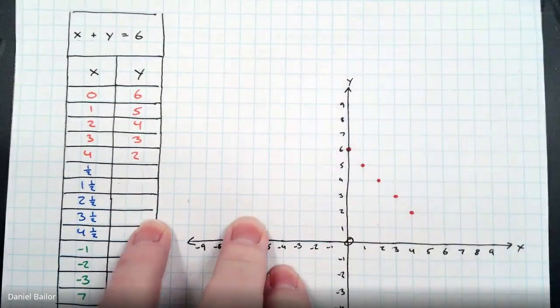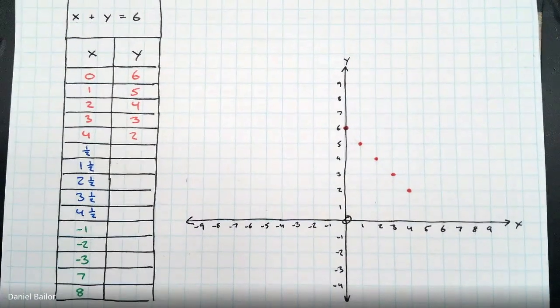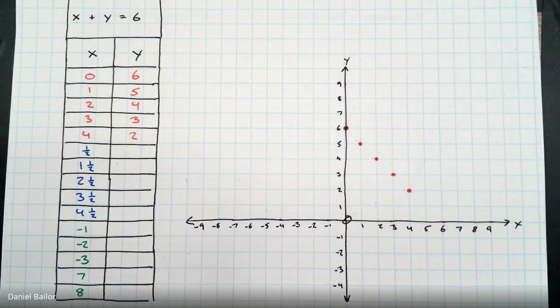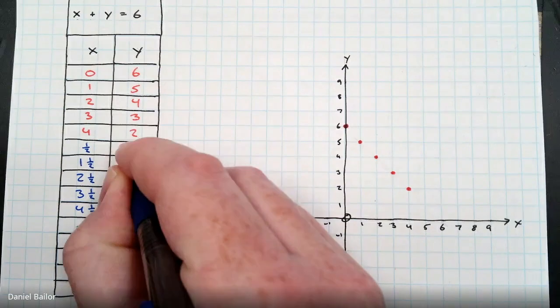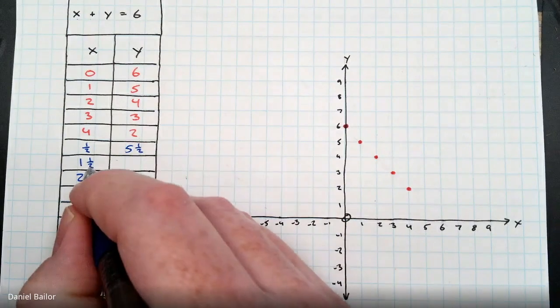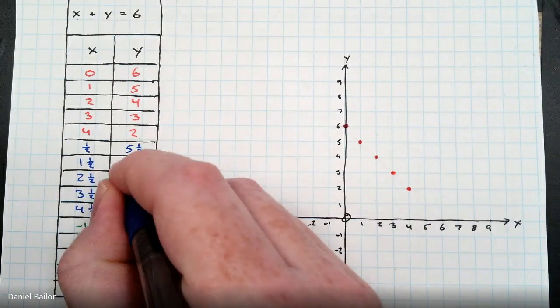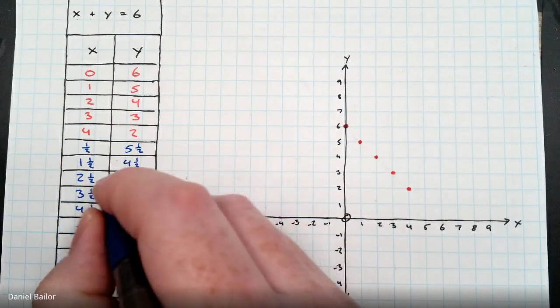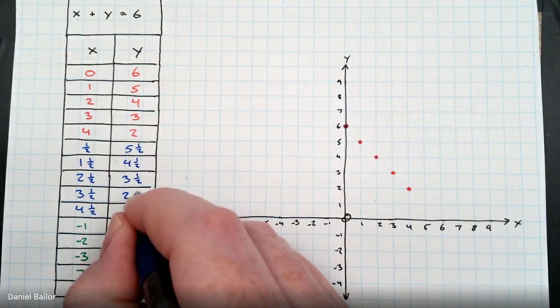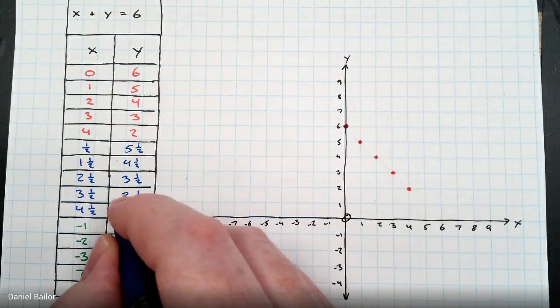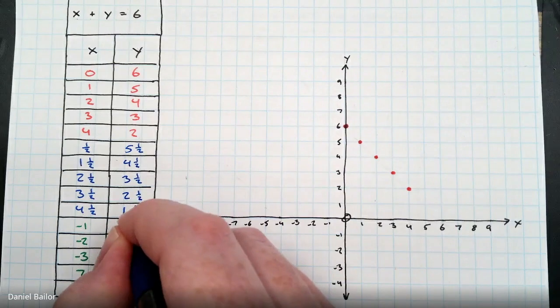So that's why we have some blue points, because hopefully we can get some more evidence and have a better picture of what the graph will look like. So when x equals 1/2, y is going to be 5.5. When x is 1.5, y is 4.5. 2.5 for x is 3.5 for y. 3.5 for x is 2.5. And 4.5 for x is 1.5.